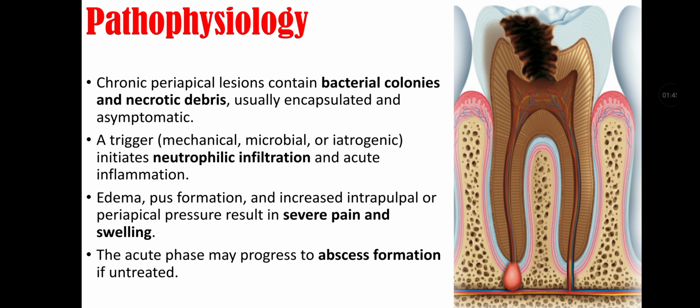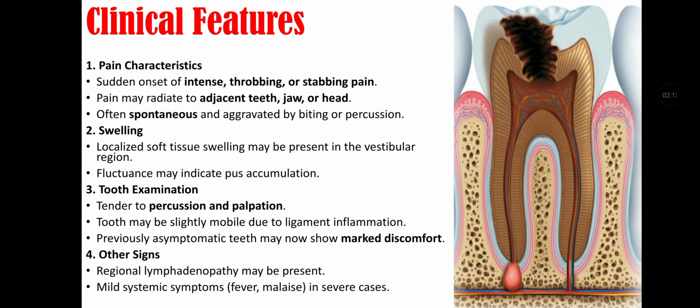chronic lesions. Pathophysiology: Chronic periapical lesions contain bacterial colonies and necrotic debris. They are usually encapsulated and asymptomatic. A trigger that may be mechanical, microbial, or iatrogenic initiates neutrophilic infiltration and acute inflammation. Edema, pus formation, and increased periapical pressure result in severe pain and swelling. This acute phase may progress to abscess formation if untreated.